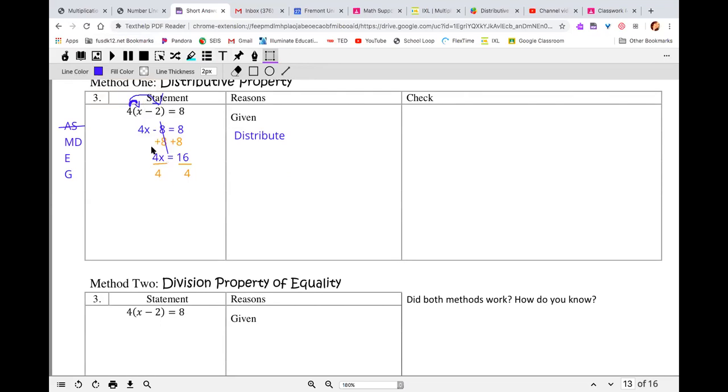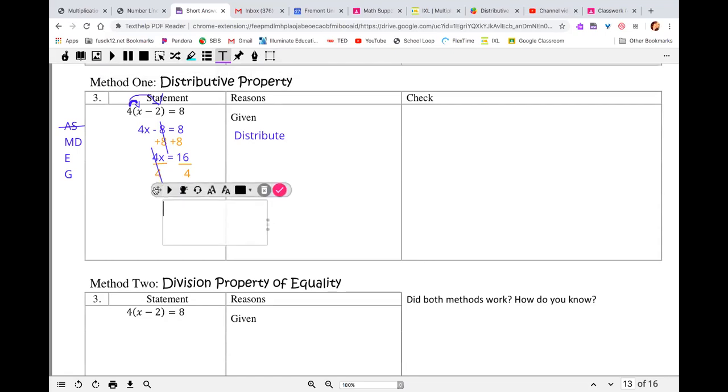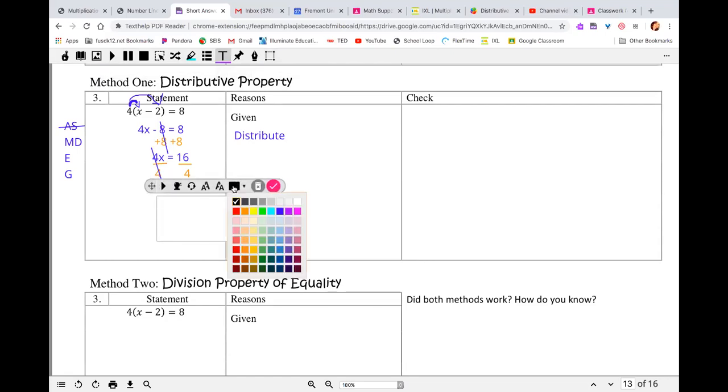All right, so my 4's over here cancel out. And I'm left with 16 divided by 4. It's 4. Okay, so x is equal to 4.